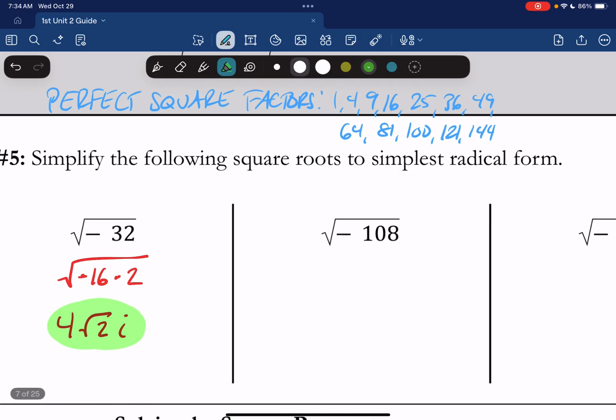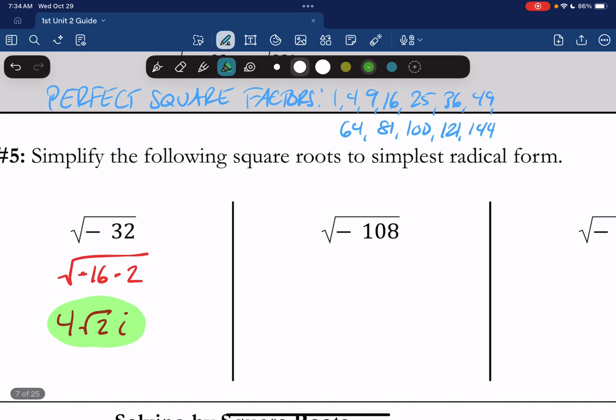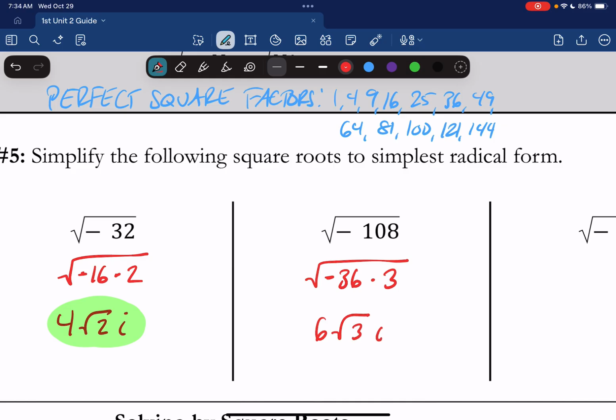All right, so now I got the square root of negative 108. So I know that 108 is 36 times 3. So I have negative 36 times 3. I know the square root of 36 is 6, and since it's negative, I am going to pull that i out. So I have 6 times the square root of 3i.